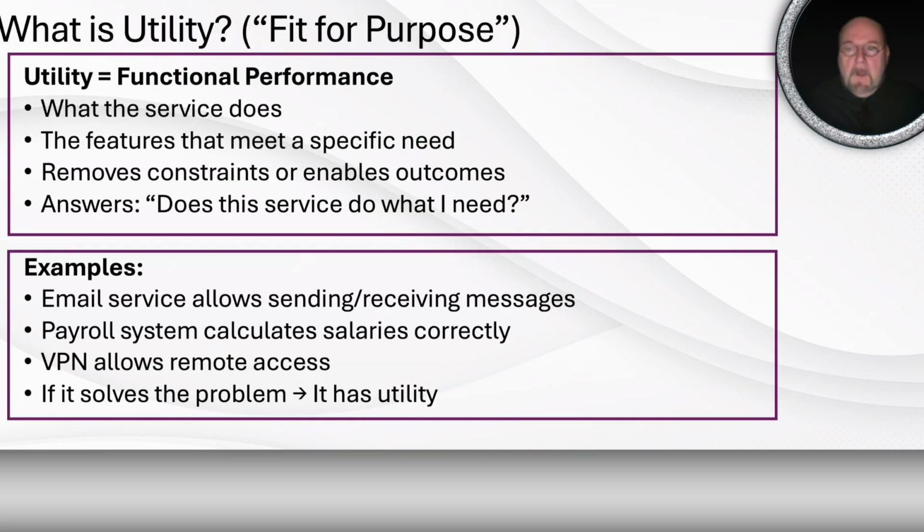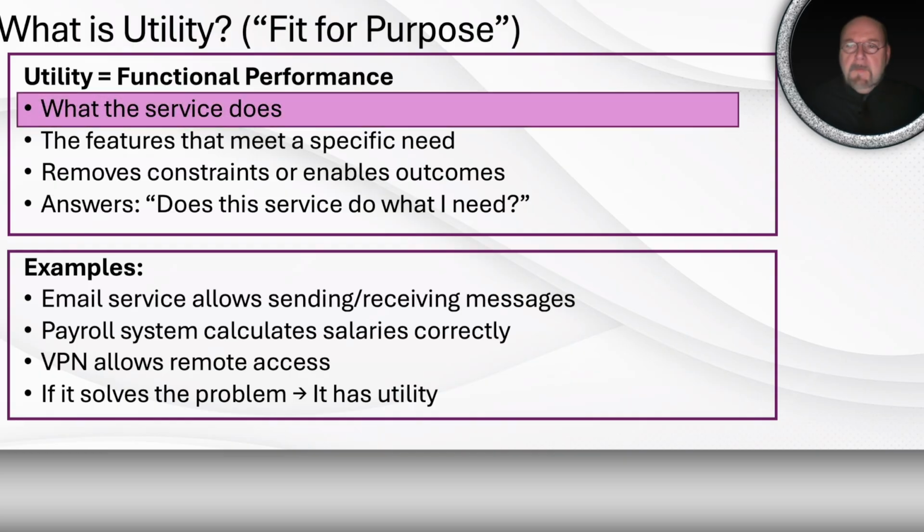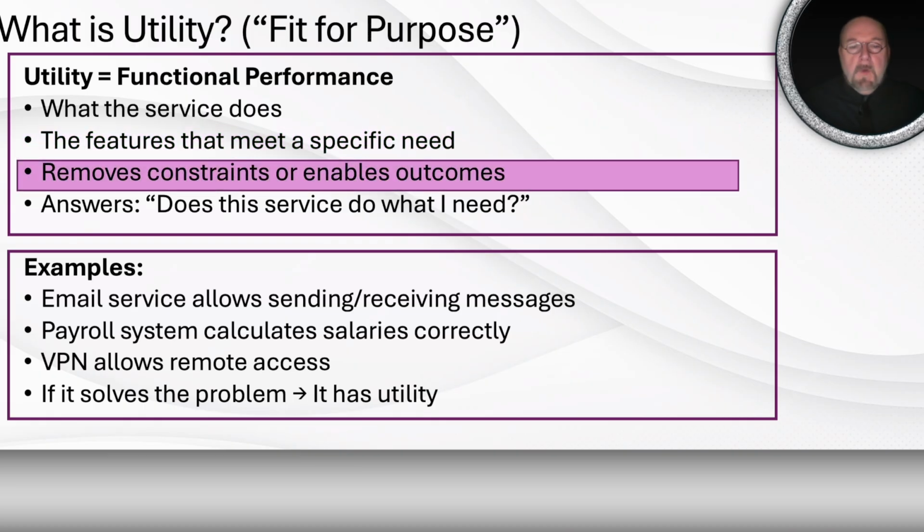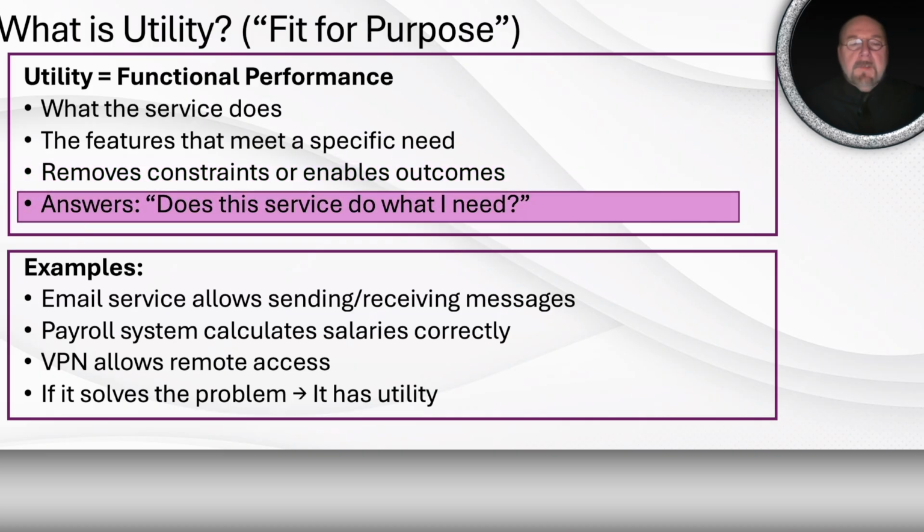Utility is your functional performance. What the service does. Your washing machine washes clothes. Your dryer dries them. Your refrigerator keeps things cold or frozen. The features that meet a specific need. It removes constraints or enables outcomes. So, not only does something function in a certain way to help you out, but it will also help you overcome conditions that are resistant. It answers the question, does this service do what I need done?